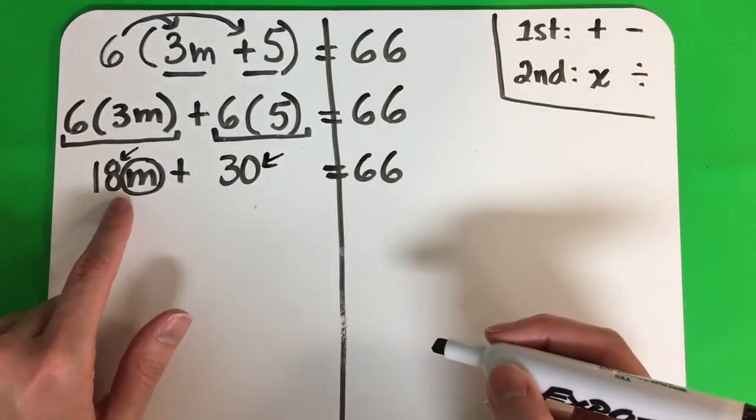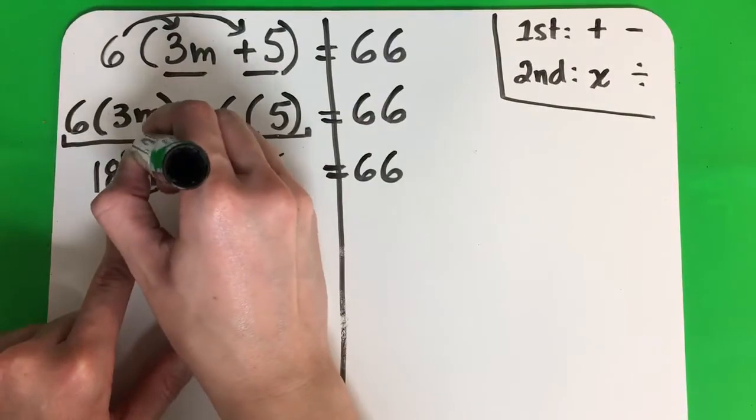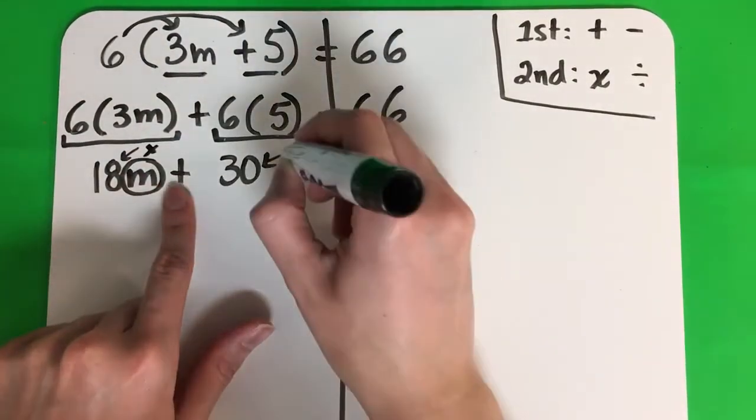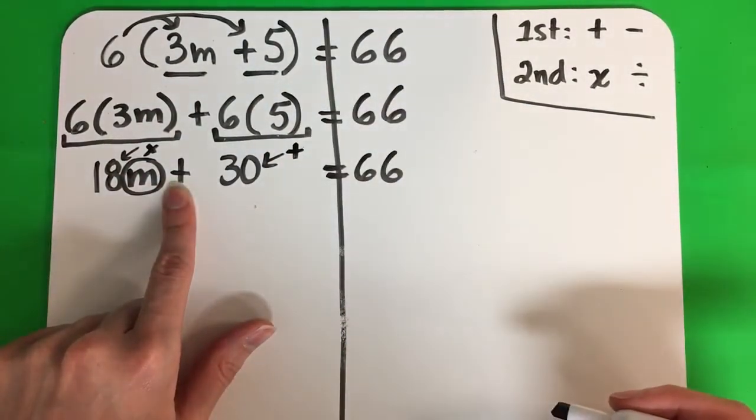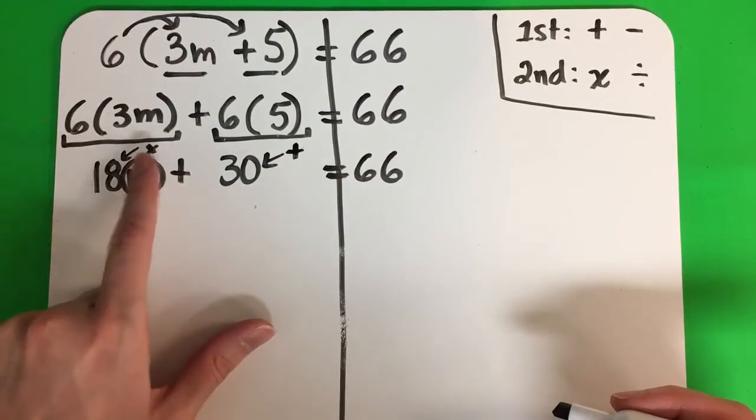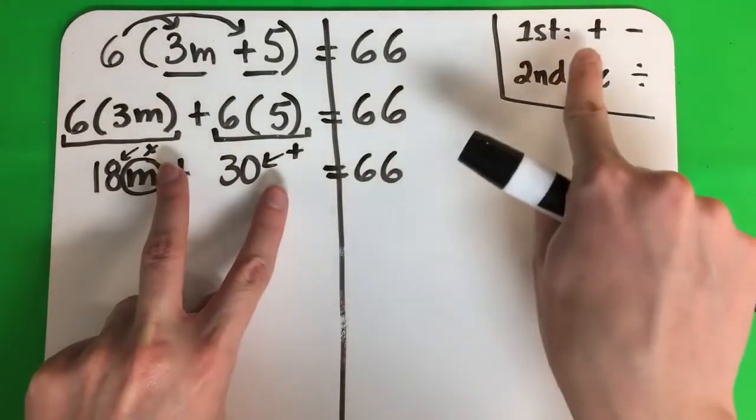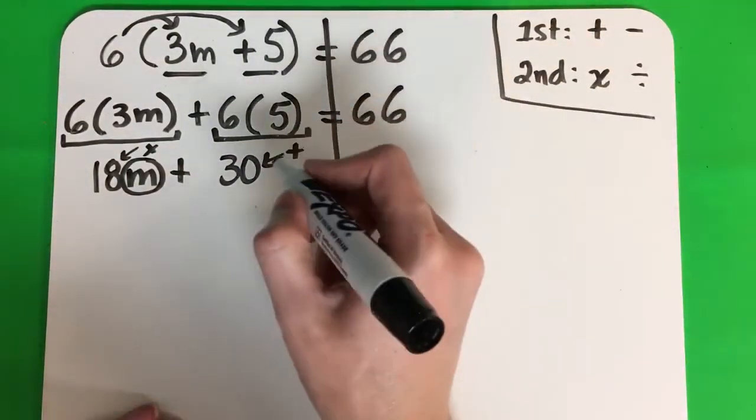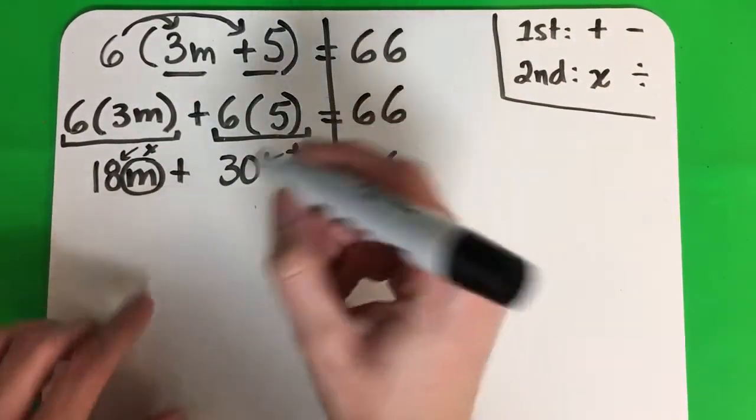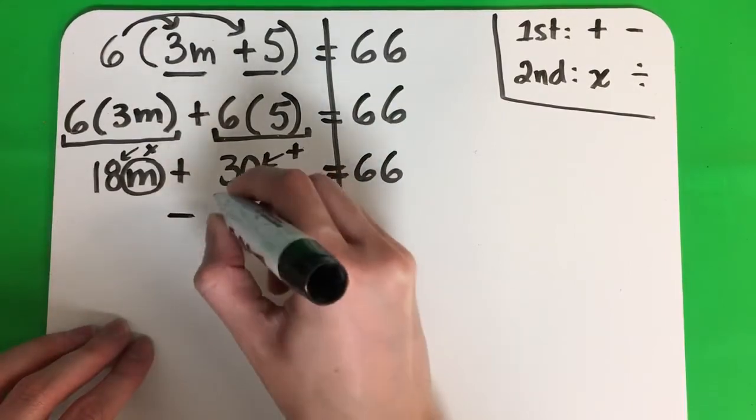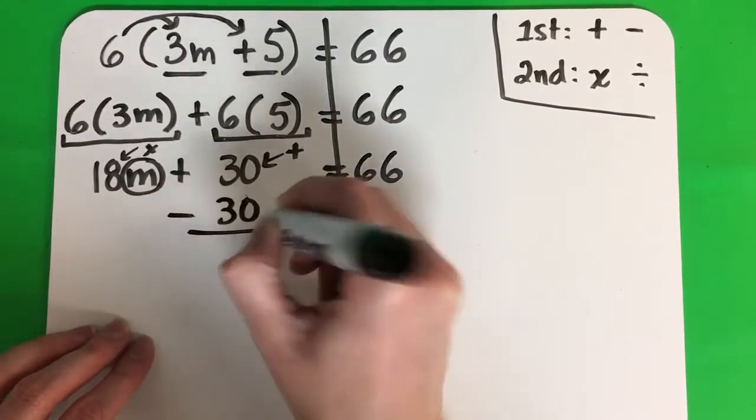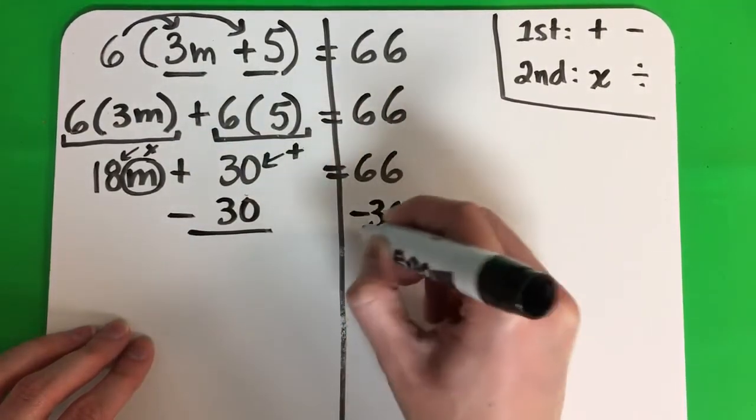What's in the middle with the m? Multiply. And this one is positive. Which one first? Multiply or plus? ¿Cuál es primero? ¿Multiplicación o más? Well, looks like it's plus. What's the opposite of plus? El contrario de más? Minus. So minus 30. And again, minus 30.